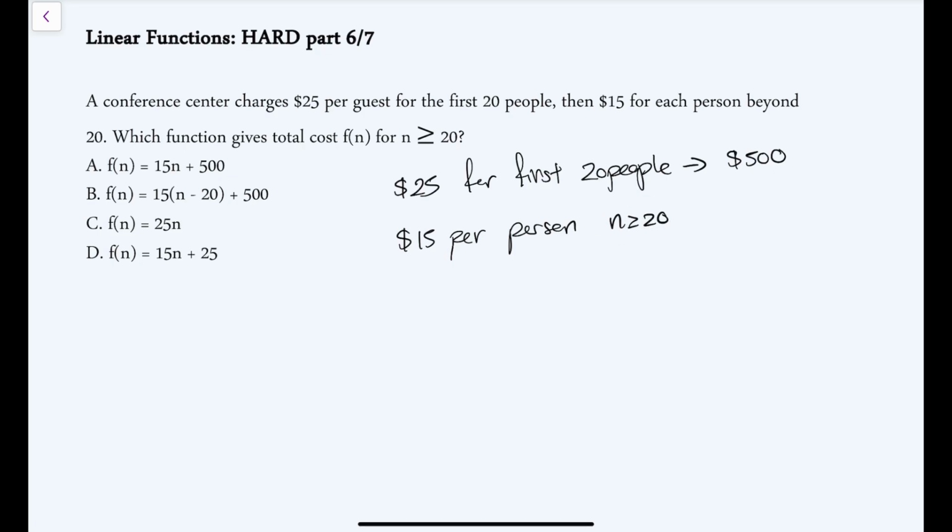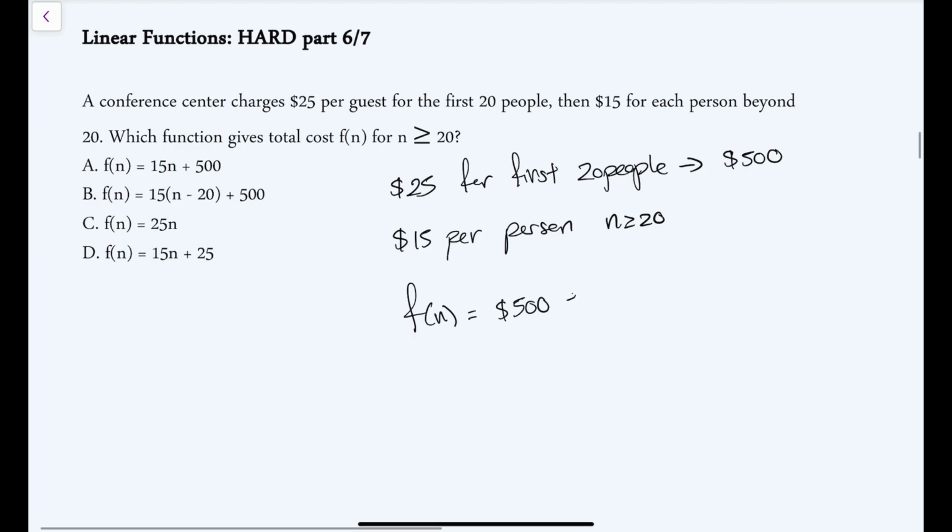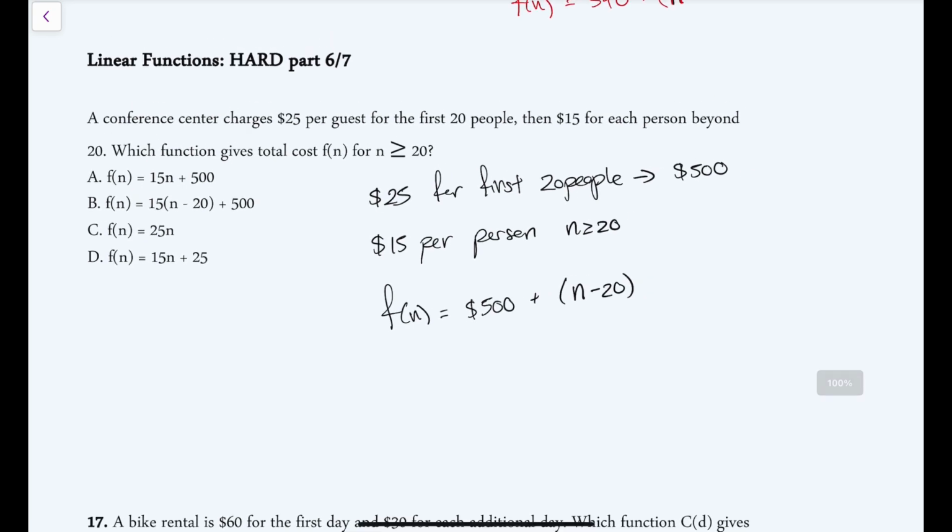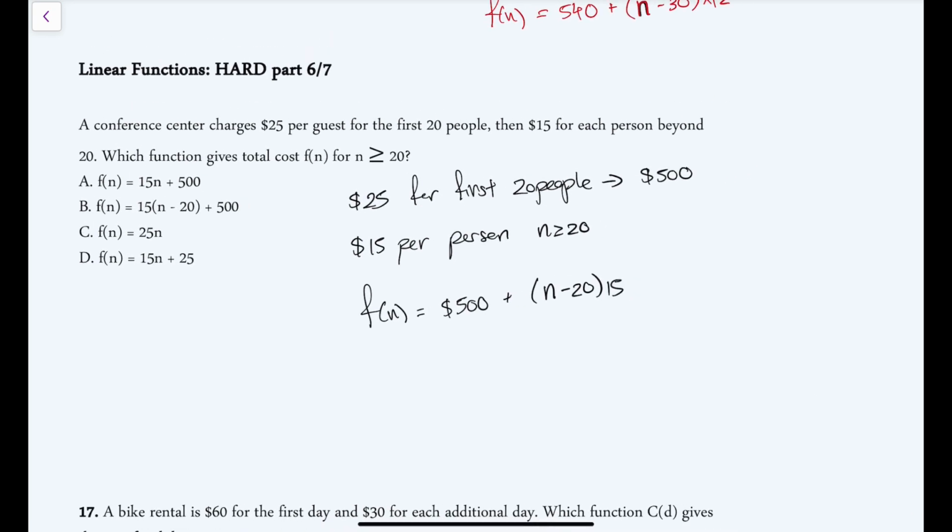So what's the equation? Well, the total cost, f at n, is going to equal the initial $500, which is for the first 20 people, plus n minus 20, right? Because the 20 people we already accounted for here. So we subtract it out, multiplied by the rate per person, so 15.